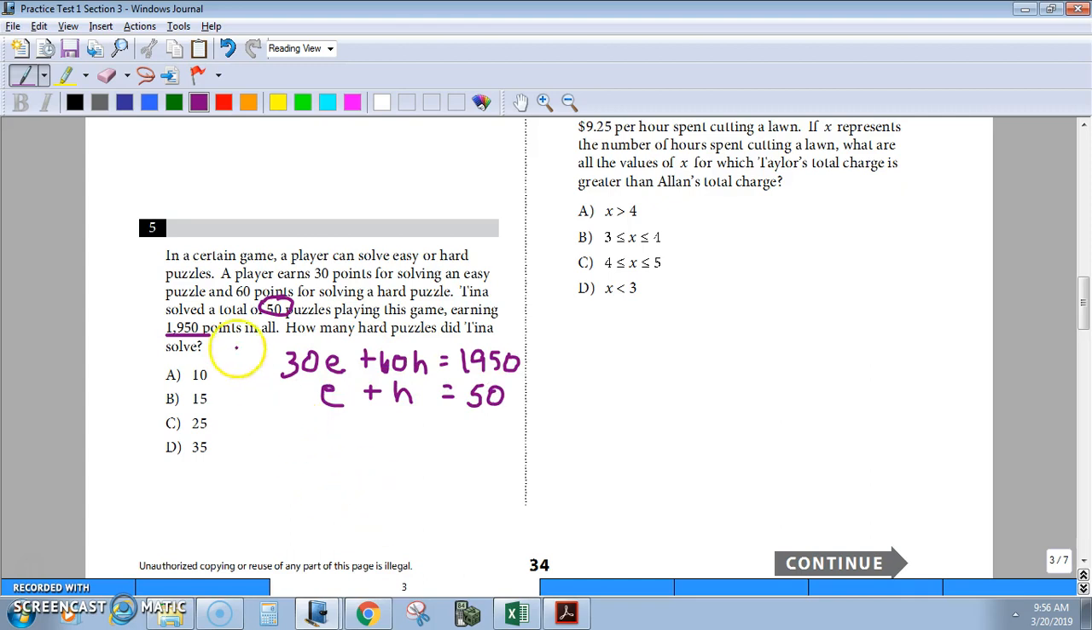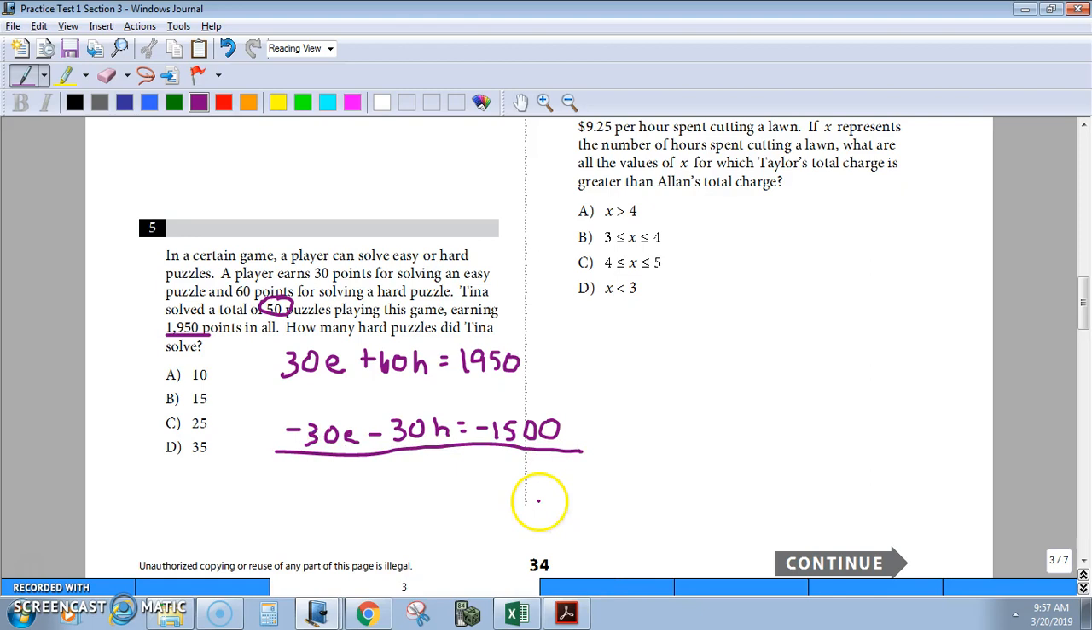So we just need to solve. I'll solve by elimination, so I will multiply this bottom equation by, how about negative 30? Because that will give me negative 30e minus 30h equals negative 3 times 5 is 15, add 2 zeros. All right, and the reason I did that is because now I can solve by elimination. So I'm going to add these two equations together.